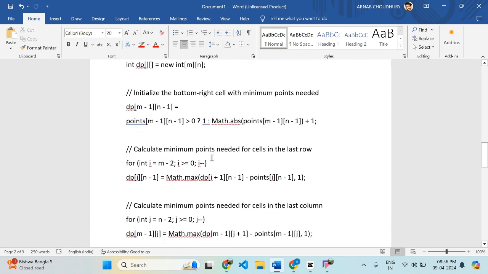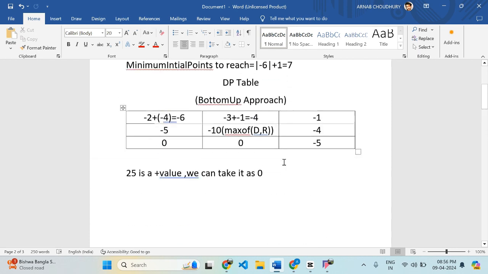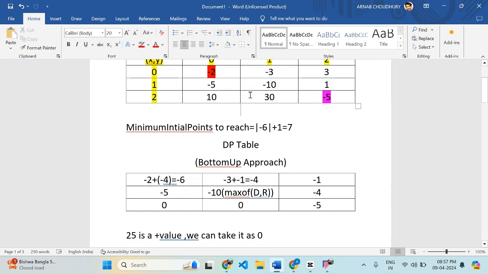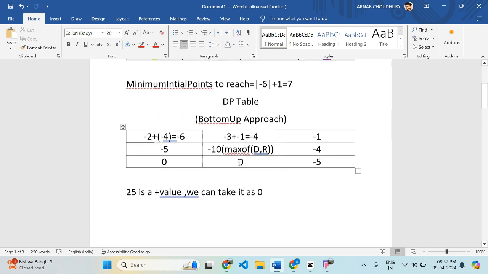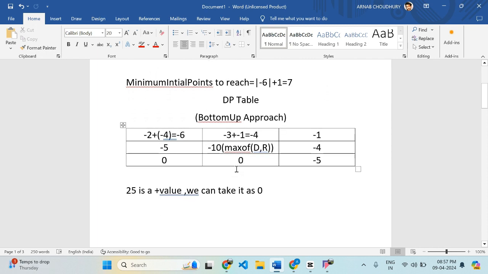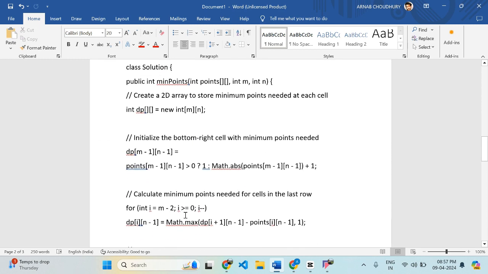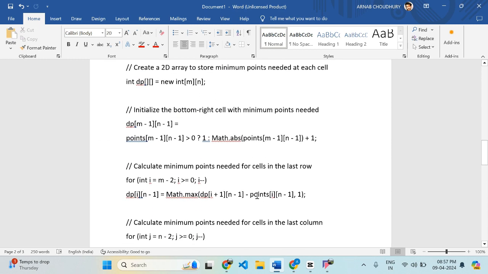Similarly, I have calculated the minimum points needed for the cells in the last row. Excluding this particular point and focusing on the other two points of the row and column, we are taking Math.max of down plus right, comma 1. So basically it takes 1 as the initial value and Math.max of dp[i+1][n-1] minus points[i][n-1]. First it is storing the current value in the dp, and points is the initial matrix which we have been given in the question. And similarly we are calculating, let's not dive deep into it.